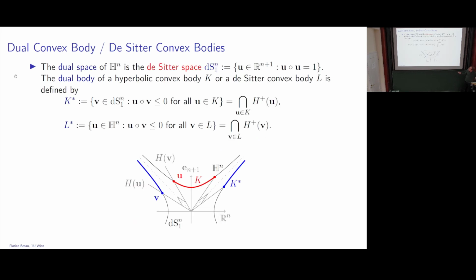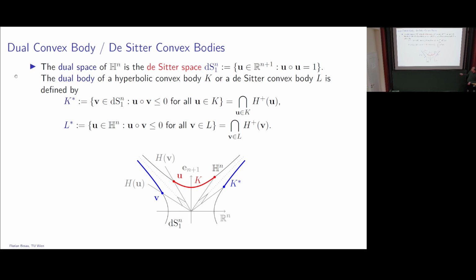Okay, so you can do this duality operator also in hyperbolic space. Here it becomes a bit more intricate because the dual of hyperbolic space is not hyperbolic space but a Lorentz manifold, de Sitter space, a constant curvature Lorentz manifold.